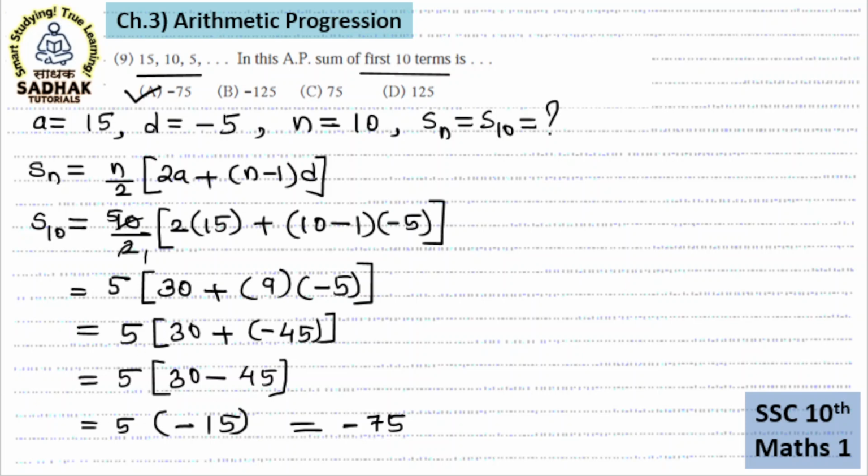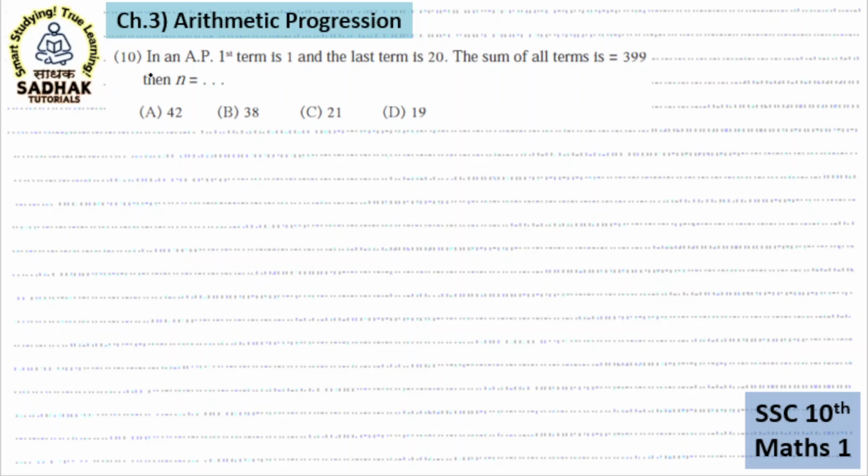Okay, then let us go to the last MCQ, that is the 10th one. In an AP, first term is 1 and the last term is 20. Okay, the sum of all terms is 399, then find what is n. Okay, we have to find the value of n. So see, in this AP they are saying that first term, that is A, is equal to 1, the last term, that is Tn, is equal to 20. Okay, sum of all terms, that is Sn, is equal to 399, and then we have to find out what is n.